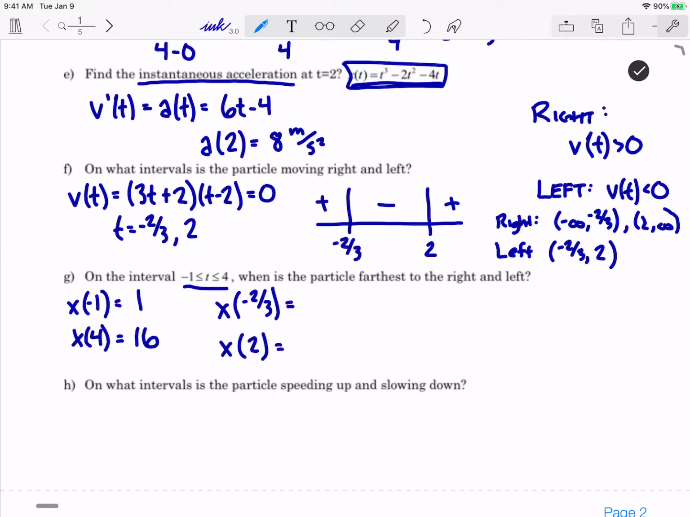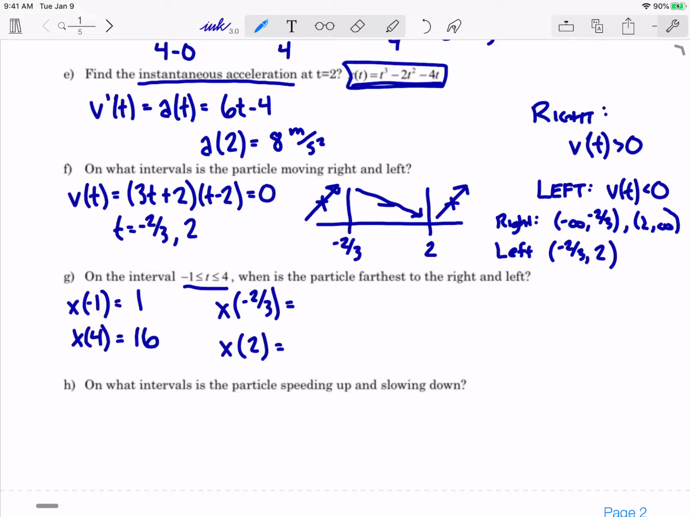Now, I should be expecting something further to the right at negative 2/3 and something further to the left at positive 2. And that's just based on this sign chart. So that's going to the right and this one's going to the left. So I should notice that. But it may not be further right or left than my endpoints.